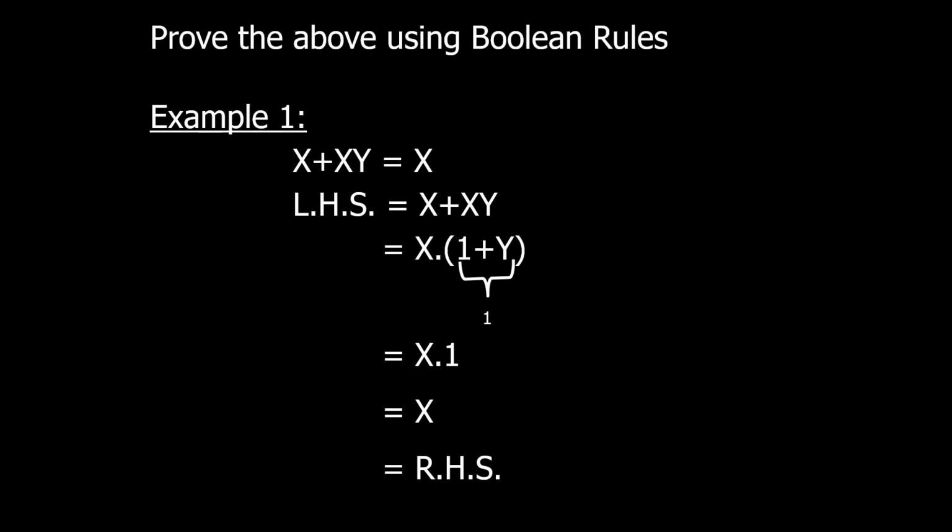When we do that, we are left with x and 1 or y. But from the Boolean rules, you know that 1 or y is equal to 1. Therefore, we have x and 1, which is equal to x again from the Boolean algebra rules. That's equal to the right hand side. In this way, you can solve a Boolean expression by making use of the Boolean rules. You can try out the other two examples and solve them using Boolean rules. Once you finish those, you can try these examples.